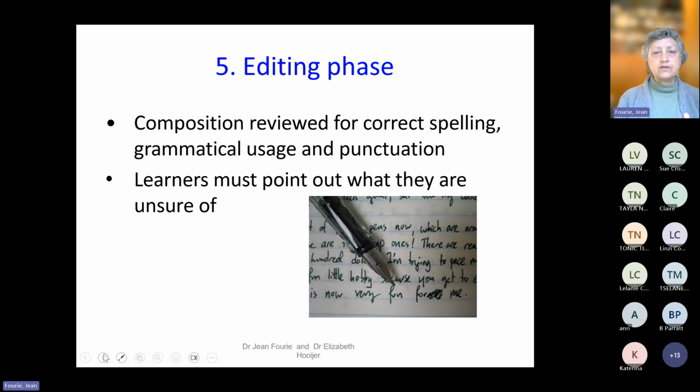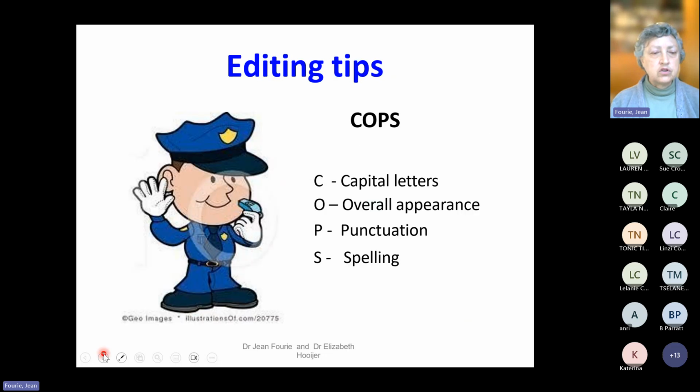So you give the child a different colored pen, like a green pen, and you say to them, change the things where you think there's mistakes, and we're going to do it according to this little formula. You might have some other strategies, but we're going to look at K for capital letters. So where do we need to put in capital letters? R for the overall appearance. Does this look okay? P for punctuation, and S for spelling.